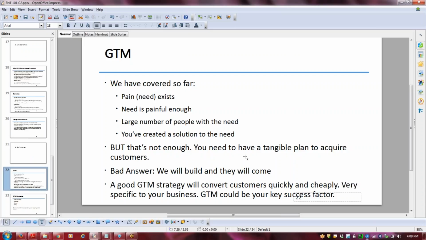So what we have covered till now is that we have checked whether there is a pain or not, whether there is a customer. That is market sizing, right? We evaluated whether this is a valid pain, whether once this solution is built, there would be people to buy it. We evaluated that by market sizing. That was also evident with the question of whether the need is painful enough, whether people will pay money for it. Large number of people with the need, you created a solution to the need, and you got that idea from unit economics also.